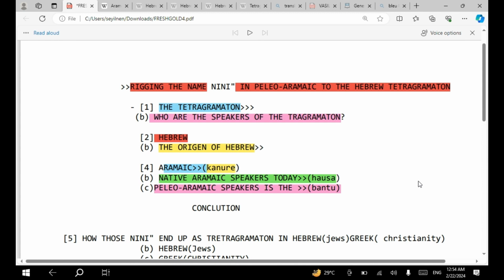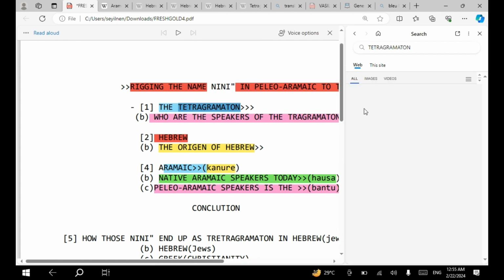Hebrew is claiming to come from it. You understanding me? Hebrew is claiming to be a Bantu language, even writing like Bantu, but in an edited form. But in what? An edited form. I'm going to prove it to you again. Let's go back a little bit to the Tetragrammaton.